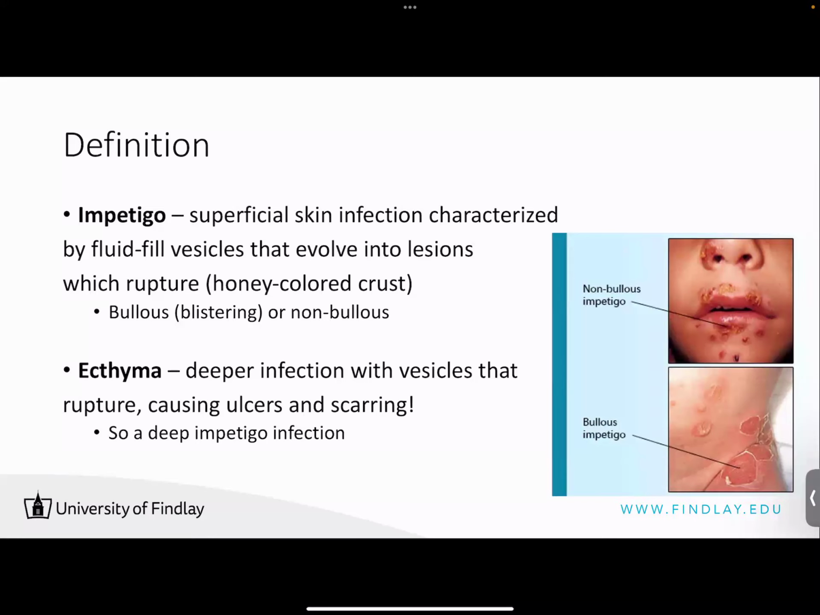Okay, impetigo. Impetigo is nothing more than a superficial skin infection. It's the very outermost part of the skin, and you typically see it evolve as such.